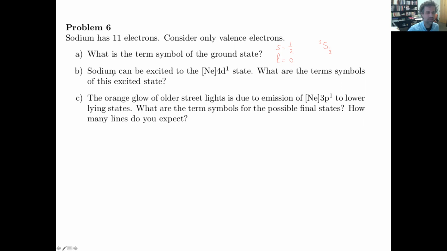Then question B: sodium can be excited to this particular state, neon and then 4d1. So this is an excited state of sodium. So this single electron now is leaving the s orbital and is going to a d orbital, right? What are the term symbols now? So again, I have one electron, so S is still 1/2. It's only one electron to worry about. L is now in a d state, which means it is 2. So it's no longer in an s state. You can see it was previously 0, now it's 2.